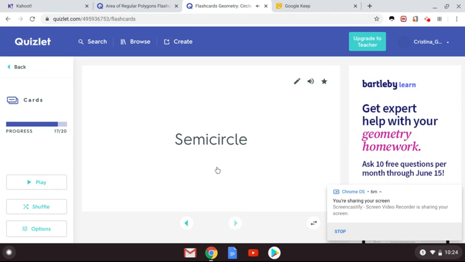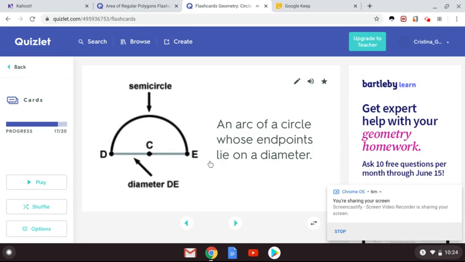Semicircle. Half a circle is an arc of a circle whose endpoints lie on a diameter. And just an FYI, if a full circle is 360 degrees, then half a circle, or a semicircle, is equal to 180 degrees. Just something I wanted to add in there.